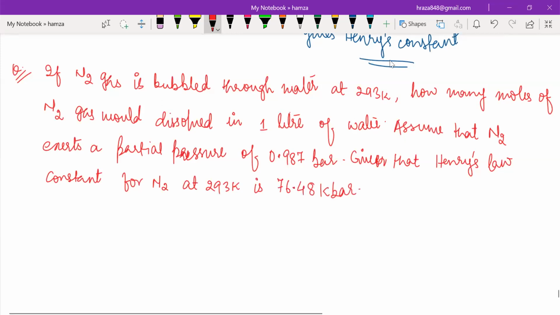Please write the question and let me know if you can do it or not. This is exactly based on Henry's law and its formula. You can easily solve it. And if you have any doubt, please let me know. I will explain.